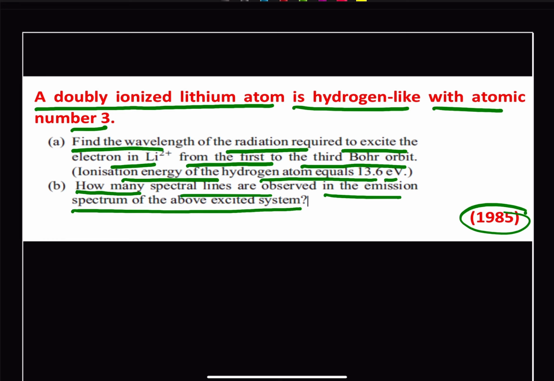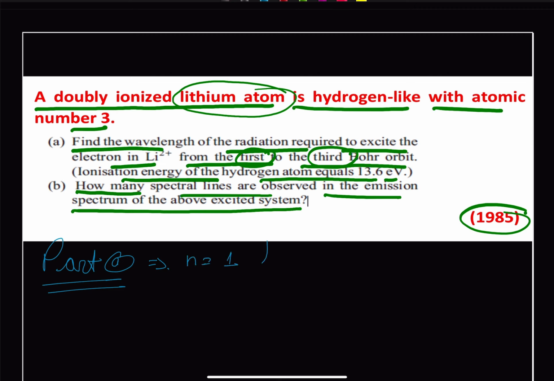So we are given a doubly ionized lithium ion, and we have to find these two parts. In the first part it states the wavelength from the first to the third Bohr orbit. So we start from there only. So we have part A, and the value of n is going to vary from n is equal to 1 to n is equal to 3.